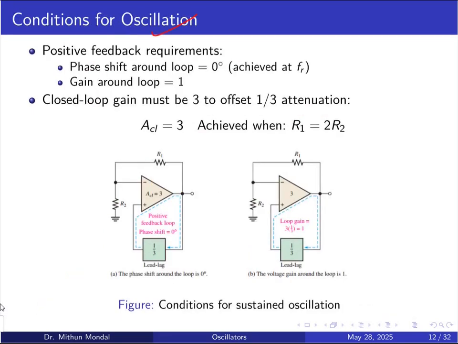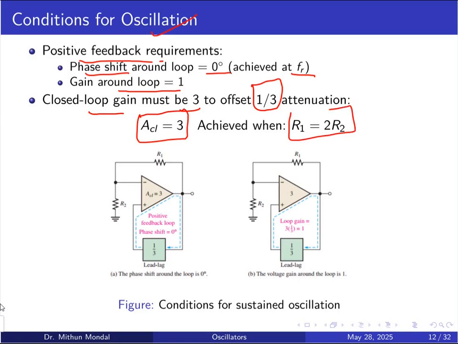The condition for oscillation: you have the positive feedback requirement, which needs the phase shift to be 0 at the resonant frequency, and the gain around the loop should be 1. So the closed loop gain must be 3, so that with the attenuation factor of 1 by 3, the loop gain is 1. The closed loop gain of 3 is achieved when the resistor R1 is equal to 2R2 in the voltage divider. So here you can see the circuit which has the closed loop gain of 3, and the feedback is given with the lead lag of 1 by 3, with positive feedback loop phase shift of 0.